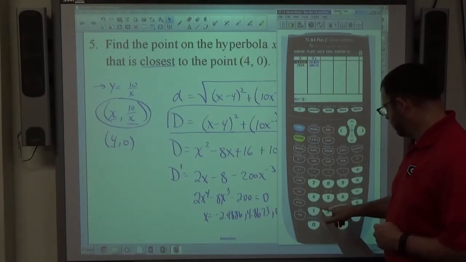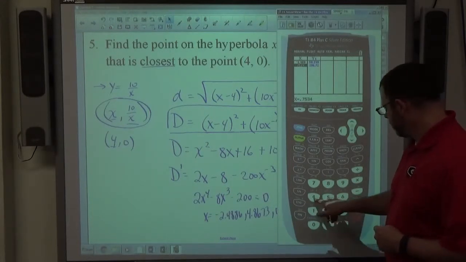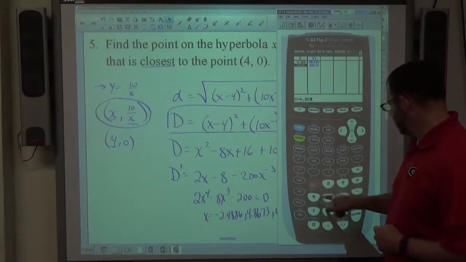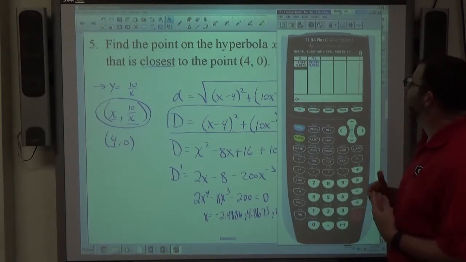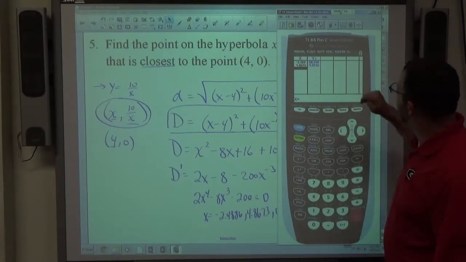Negative 2.4886 comes out to 58 point something. 4.8673 comes out to 4.97. That looks a lot closer. So the absolute minimum is going to be the 4.8673.